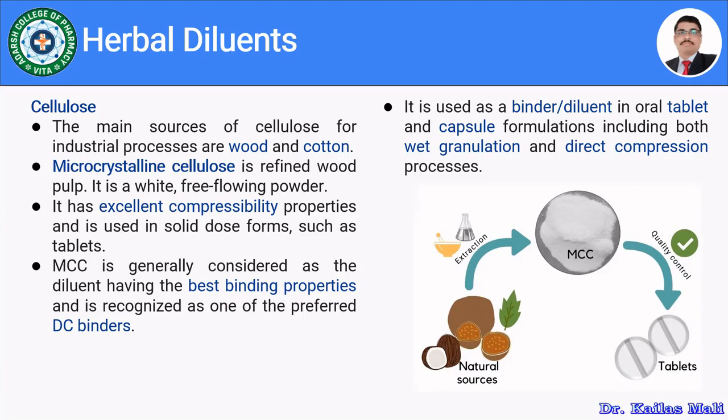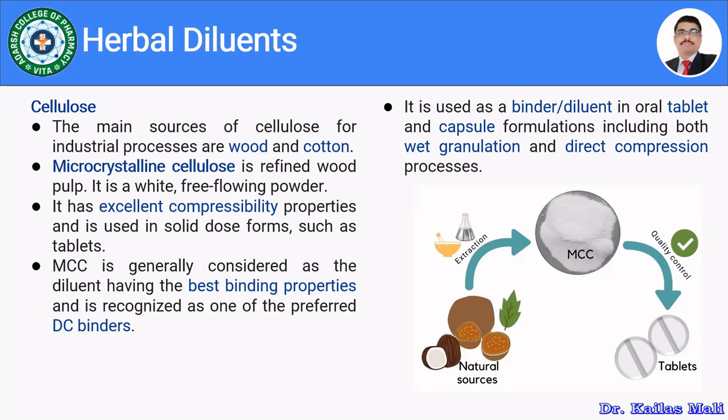It is used as a diluent in mini tablets, as well as in capsule formulations, including in wet granulation as well as the direct compression process. So this is about the various diluents from herbal sources which are used to prepare pharmaceutical dosage forms, for example, starch and microcrystalline cellulose.